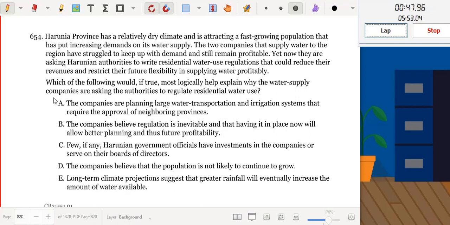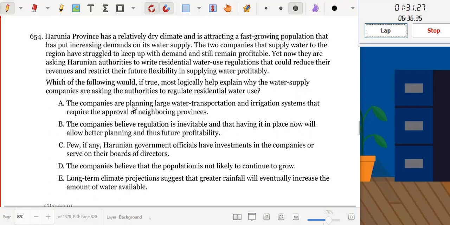Which one of the following would, if true, most logically help explain why the water supply companies are asking the authority to regulate residential water use? Okay, let's read it once again. I didn't get it properly. The province is attracting a fast-growing population that has put increasing demand on its water supply. The two companies have struggled to keep up with the demand and still remain profitable. Yet now they are asking the authority to write residential water use regulations that could reduce their revenues. So they are shooting themselves in the foot.